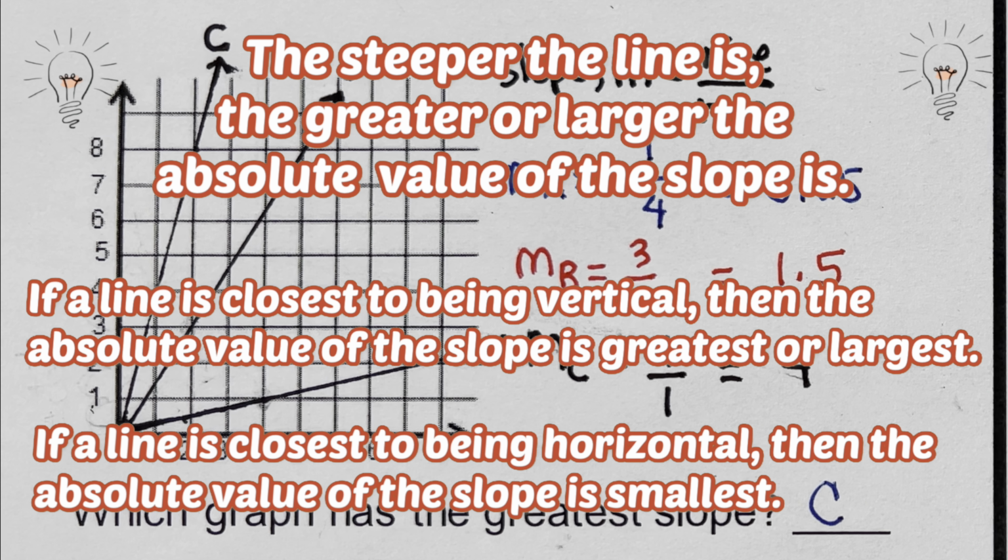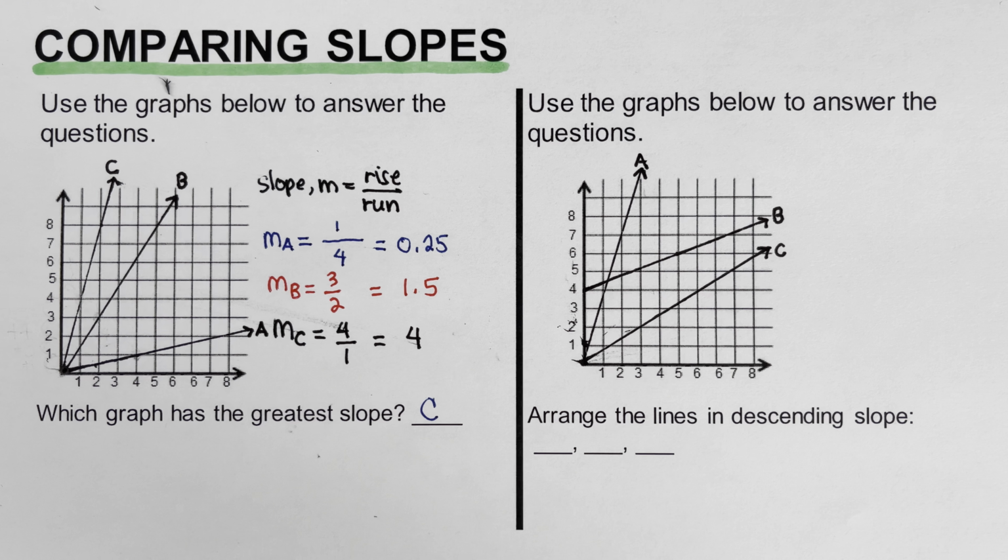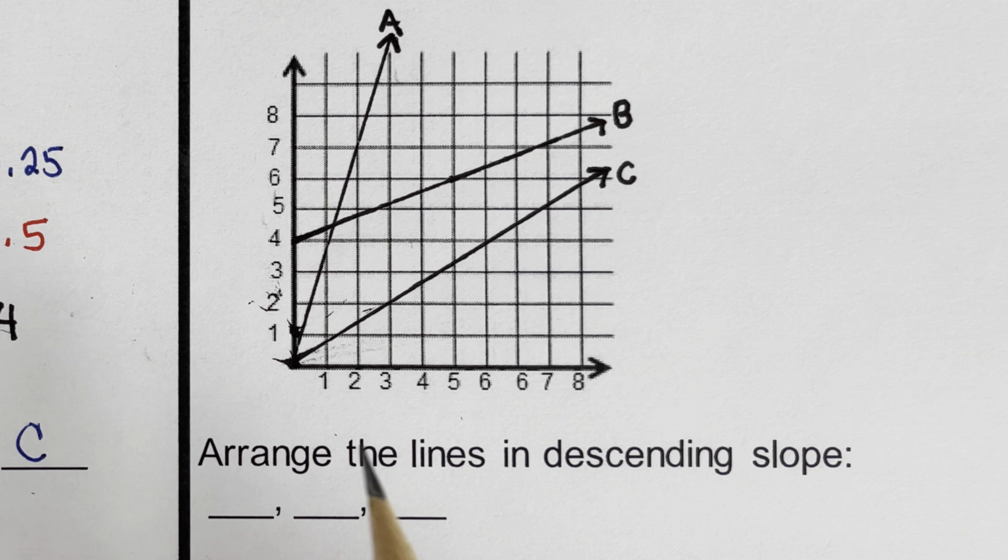And if a line is closest to being horizontal, then the absolute value of the slope is smallest. Now let's move on to the next example right here. In this example, the y-intercept is not actually on (0, 0), or the point of origin, but the general rules still apply. So let's go over this problem here.